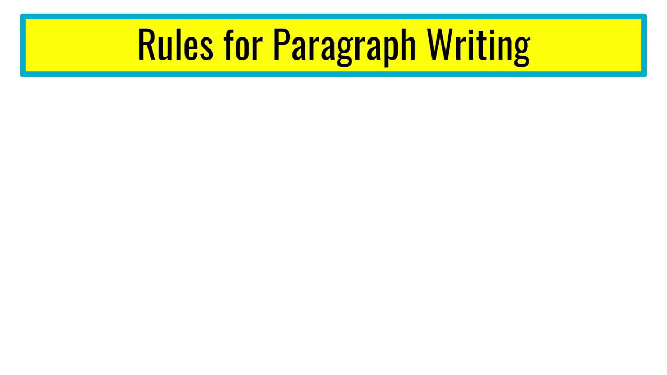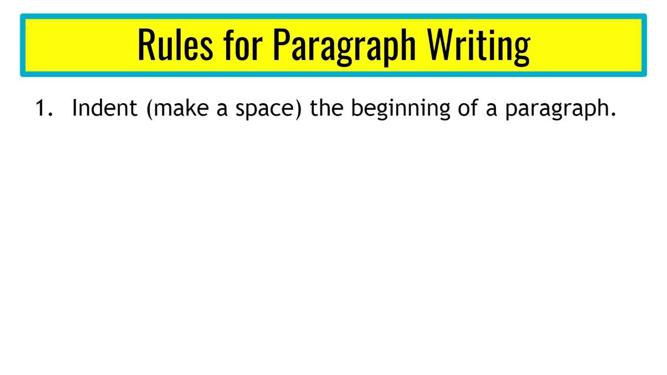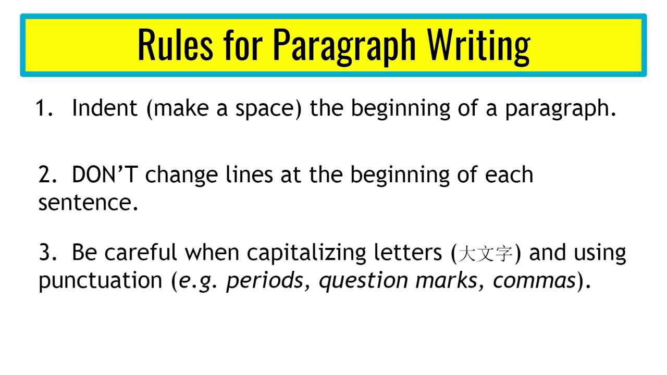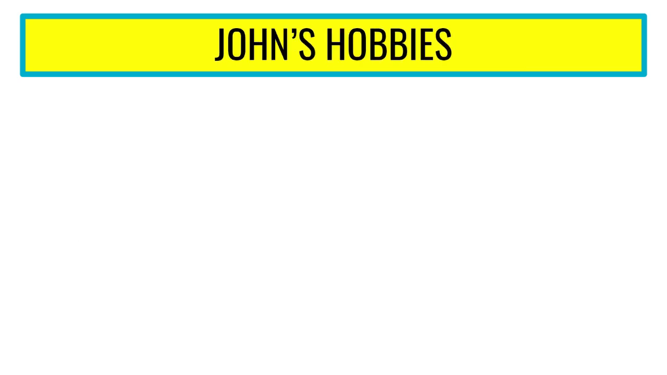Next, on to rules for writing paragraphs. The first rule was you must indent the beginning of a paragraph, which means you must make a small space at the beginning of your writing. The next is don't change lines at the beginning of each sentence. Every time you have a period, do not go to the next line, please continue from that space. And last but not least, please be careful when capitalizing letters, or using the large alphabet letters, and also be careful with your punctuation.